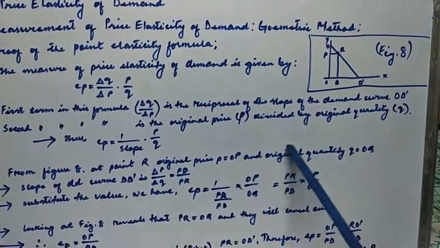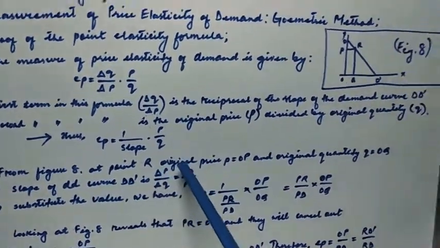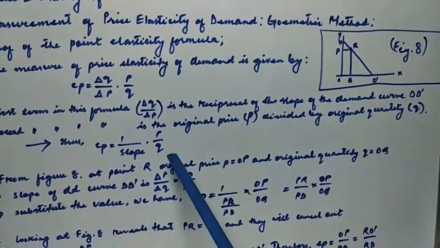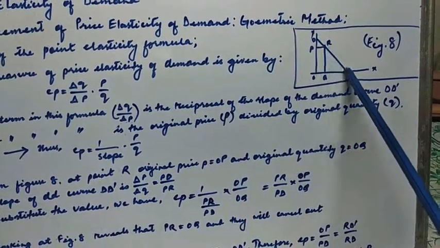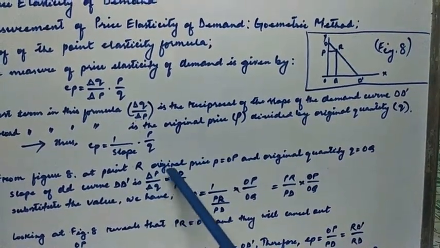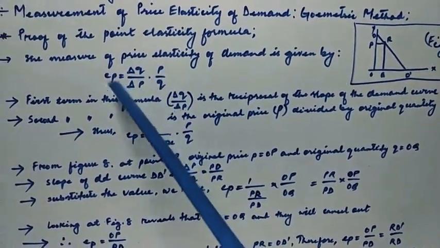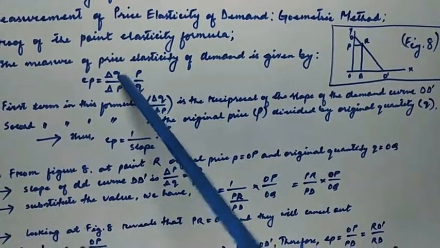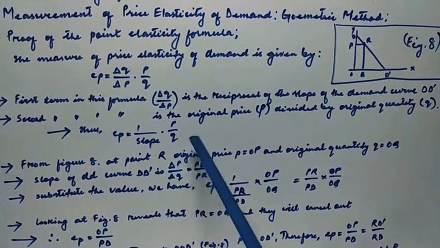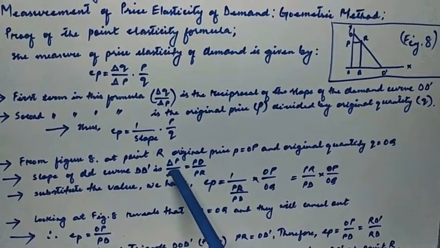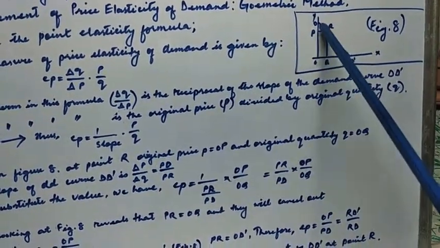So, and OQ. The slope of the demand curve DD' is given by change in price divided by change in Q. We have to remember that the slope of the demand curve is change in price divided by change in Q, and as we have discussed, this is the reciprocal of the slope of the demand curve DD'. So the slope of the demand curve DD' is change in price divided by change in Q, which equals change in price is PD.